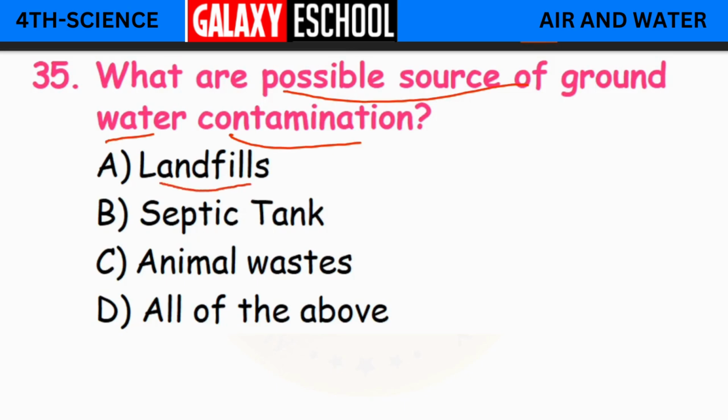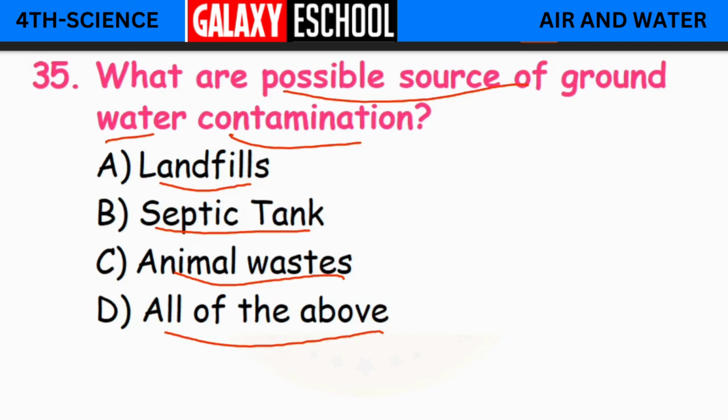Either landfills or septic tank or animal waste or all the above. So landfills means what, children? Like the garbage dump sites. We dump all the garbage in a particular area on the land, so we call it landfills. Septic tank is where the waste from our houses and industries is sent out through pipes internally, which mixes in the soil. And animal waste, animal excretory and all that.